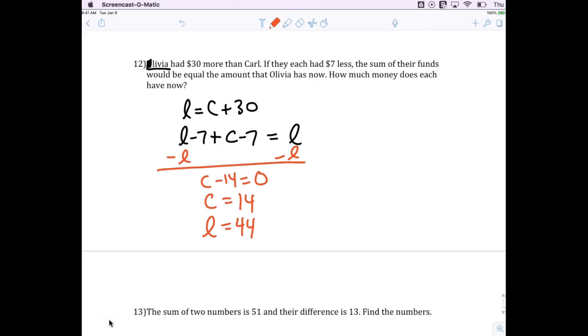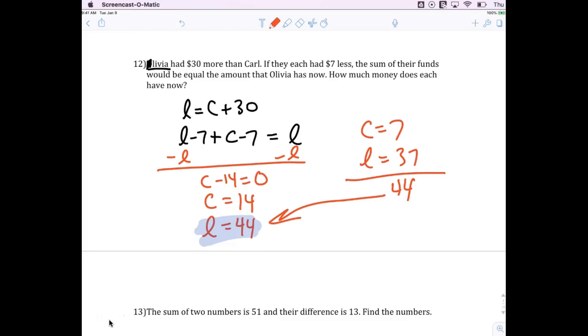Now, I think it's really simple to check these because the numbers are kind of small. So what does Olivia have to start out with? 44. So watch what I'm trying to show you. If Olivia starts out with 44, it says if each person had 7 less, Carl would have what? 7. And Olivia would have 37. Their sum would equal how much Olivia has. That's so easy to check. Hopefully you got that.